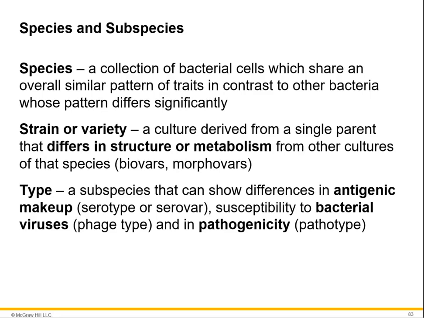So this is a group of bacterial cells, which was derived from one single bacterial cell. And it's going to differ in its structure or metabolism from other bacterial cells of the same species. You can also have a different type. This is going to be a subspecies that can show differences in either antigenic makeup, susceptibility to bacterial viruses, or in its pathogenicity or its ability to infect.